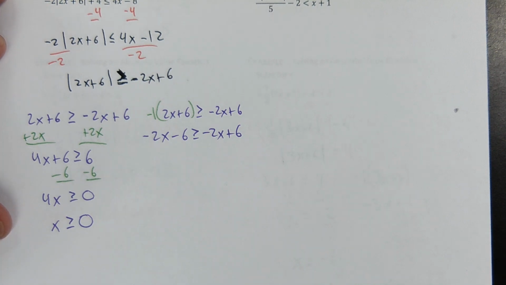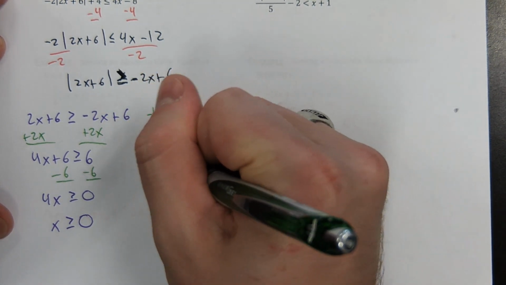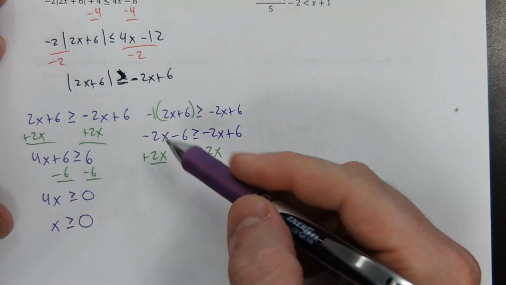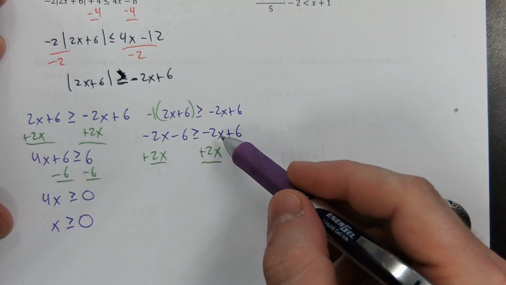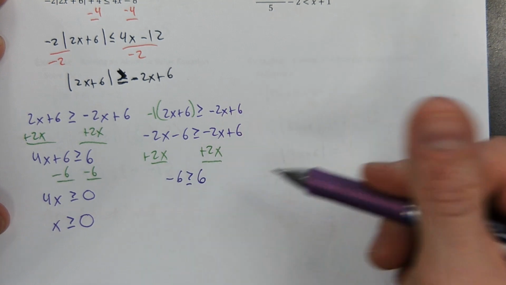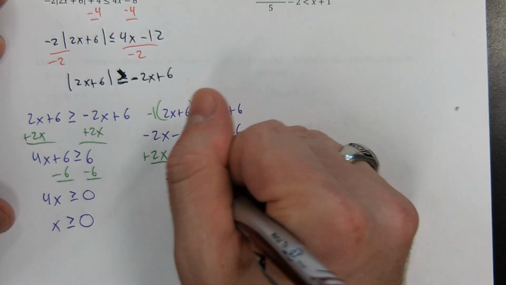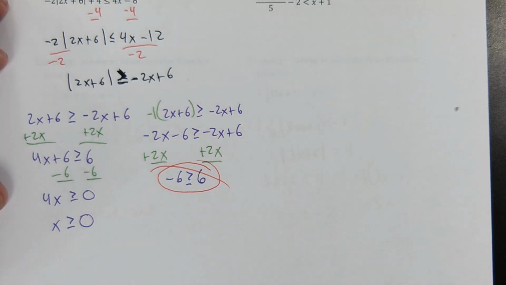Again, I'm going to add 2x to both sides because I don't have to goof around with negative x's if I can avoid it. And they're going to cancel here, and they're going to cancel here. Gives me negative 6 is greater than or equal to positive 6. Is that a true statement? No, it's definitely not. This is all kinds of wrong. It makes no sense.